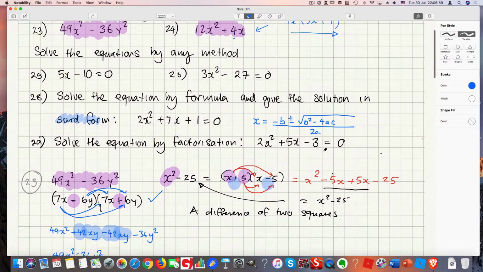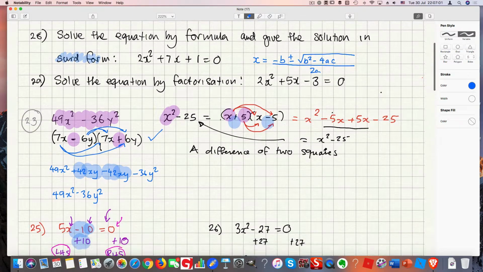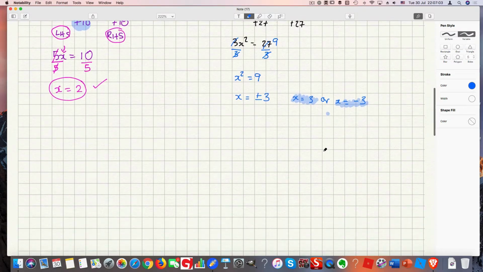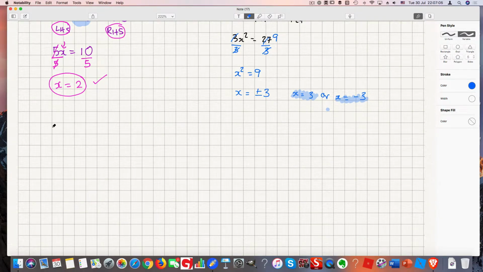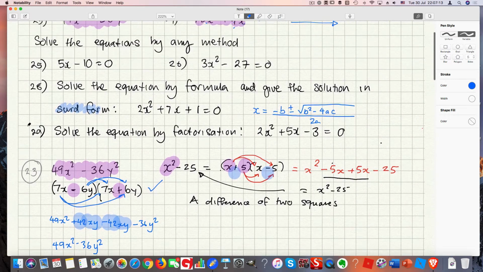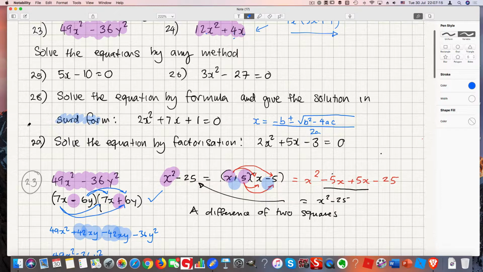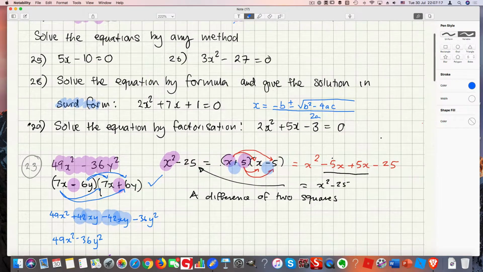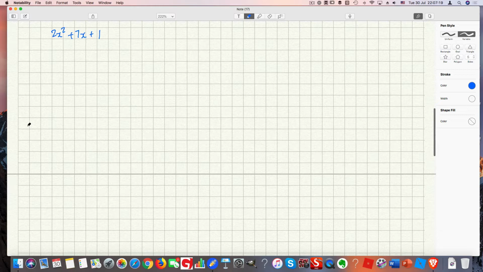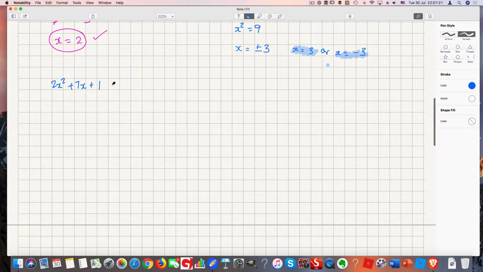So the equation is 2x squared plus 7x plus 1. Let's write it here. 2x squared plus 7x plus 1. And let's just make sure it's correct. 2x squared plus 7x plus 1 equals 0. And that's number 28.